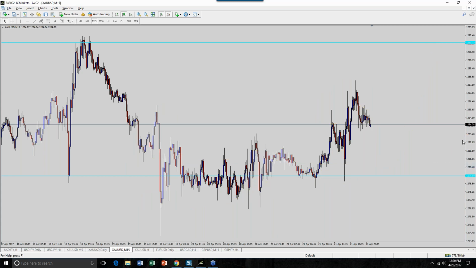But once again, I'm not going to worry about that until I actually look at taking a trade, but I've mapped out where I want to go and how I want to approach this week in terms of my trades.